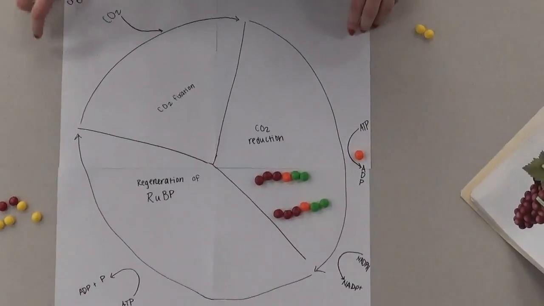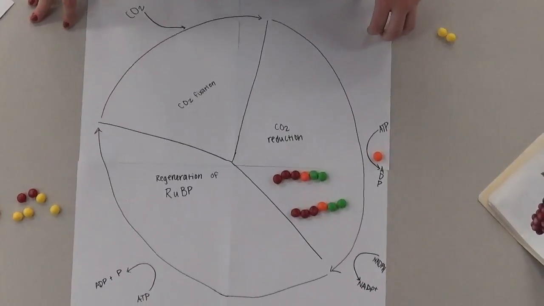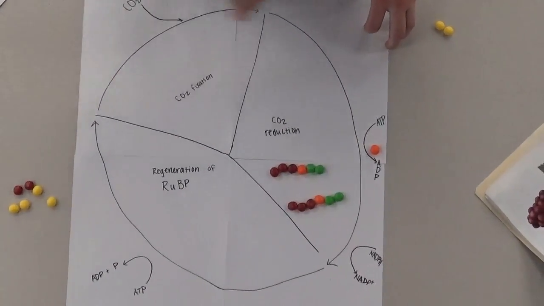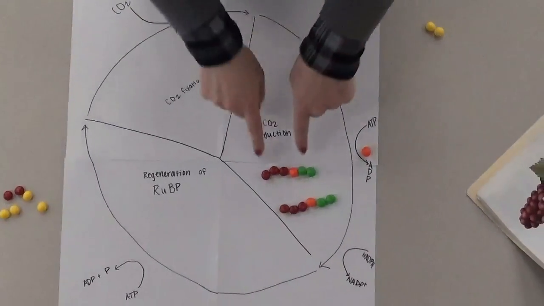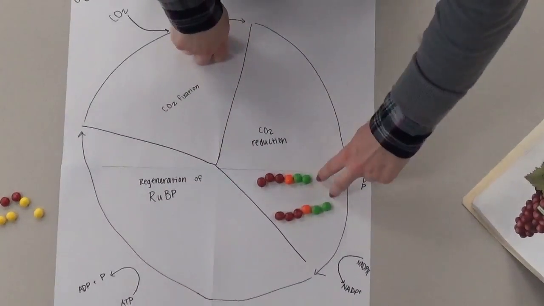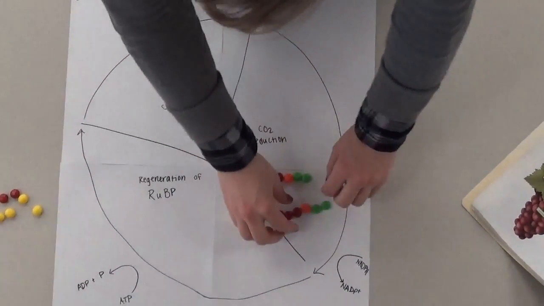So basically, the goal of the Calvin cycle is to get 1 molecule of glucose out of this. And to do that, the Calvin cycle needs to go around 3 times. So within 3 turns of the Calvin cycle, we are going to actually get 12 of these G3Ps, and we only have 2 represented, but that's okay.